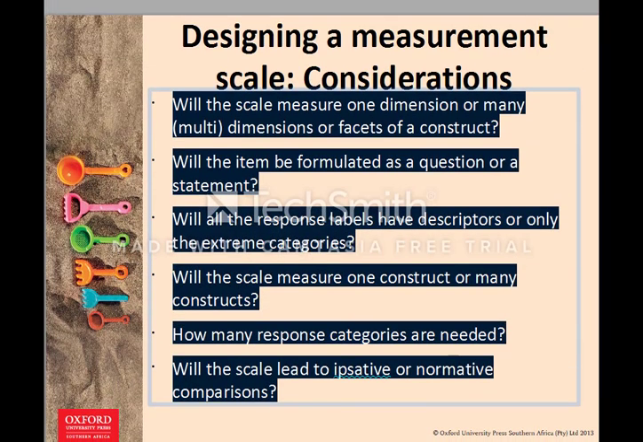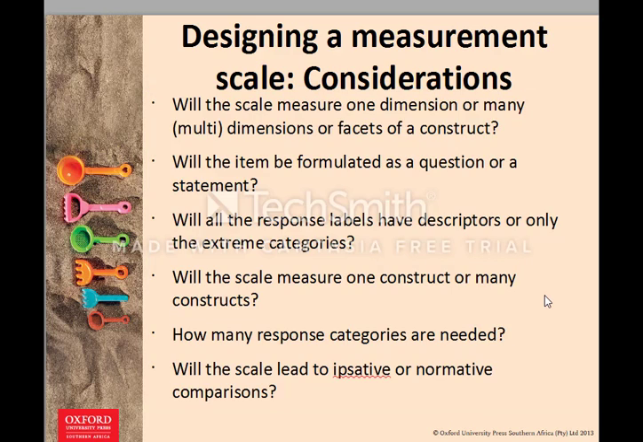Will the item be formulated as a question or statement? So with the Likert scale we can use a statement. A lot of the time we can use a statement. Sometimes we use a question. Will the response labels have descriptors or just the extreme categories? Will the scale measure one construct or many? So it's dimensions versus constructs. How many response categories are needed? That goes back to the 5 versus 7 idea. Do we want a few options or do we want many?